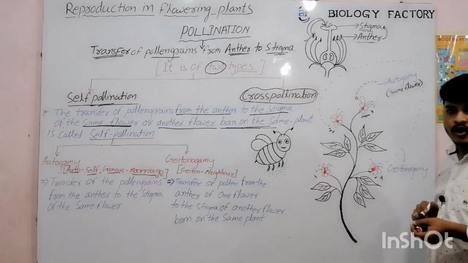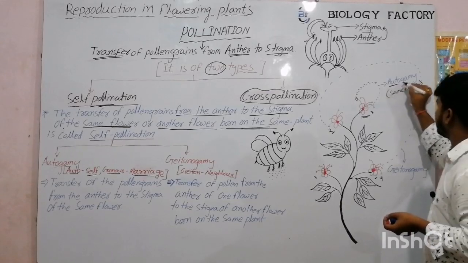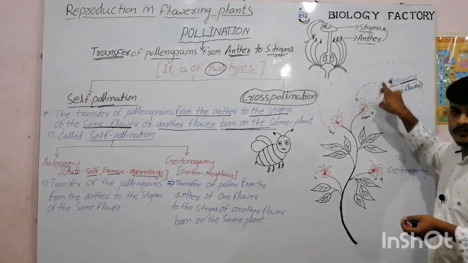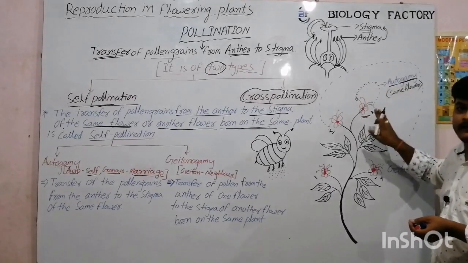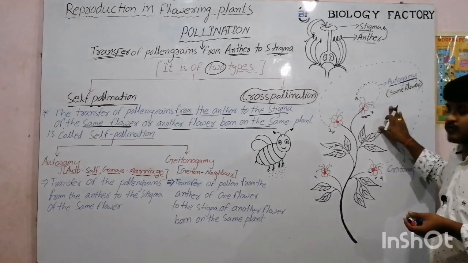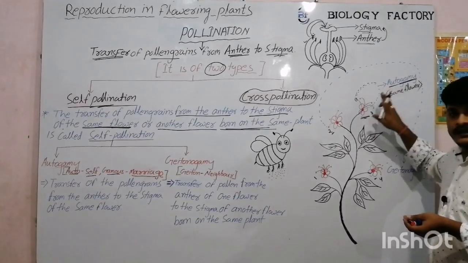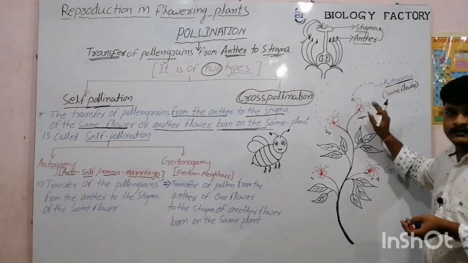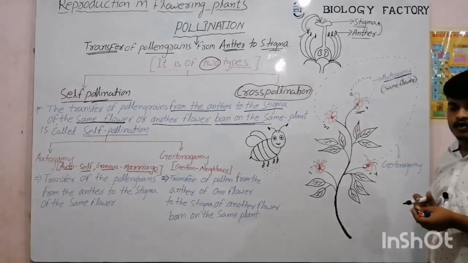Then it is known as autogamy, and auto means self and gamy means marriage. Here the marriage, that means the pollination, takes place in a single flower. There are no extra pollinators, no extra flowers are used. The pollination takes place in this flower itself. That means the male part and the female part are in the same flower. Then it is known as autogamy.